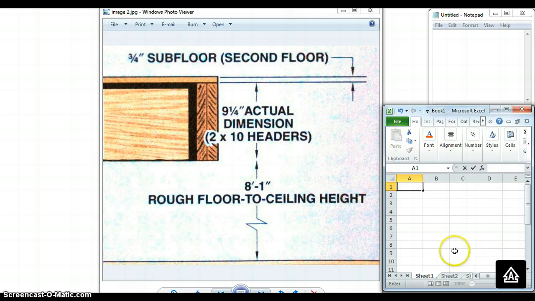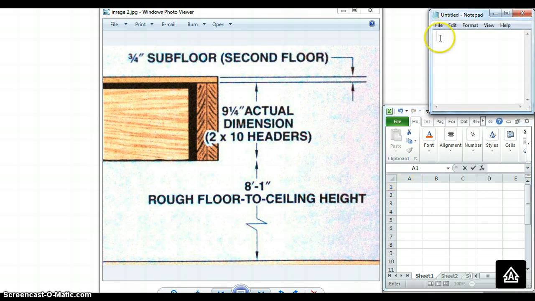This image in front of you here shows the rough floor to ceiling height, which is 8'1", the dimension of the header, which is 9 1/4 for a 2x10, and the subfloor on the second floor, which is 3/4 inch. In this image, this will give you the total rise. So by adding our 8'1", 9 1/4, and 3/4, we get a total rise of 8'11". So we'll keep track in our notebook up here: total rise, 8'11".